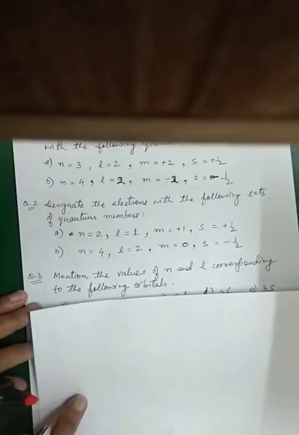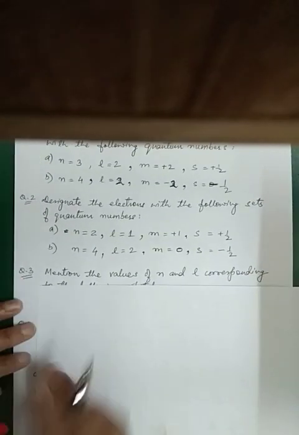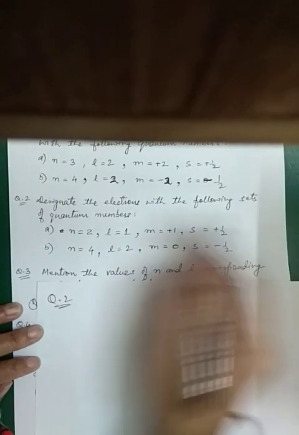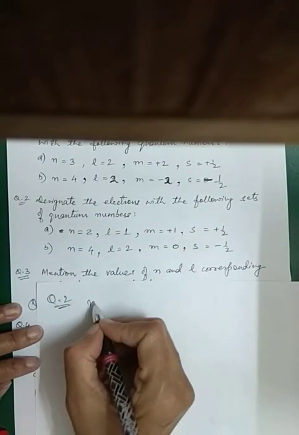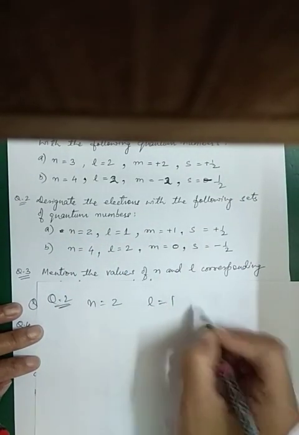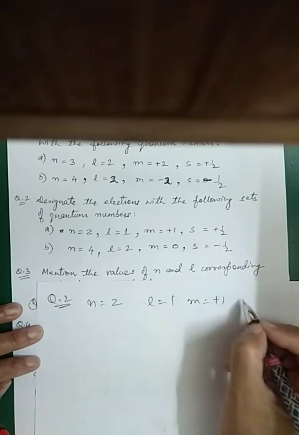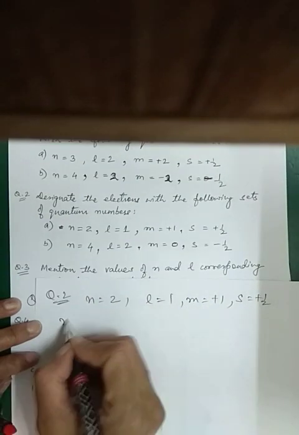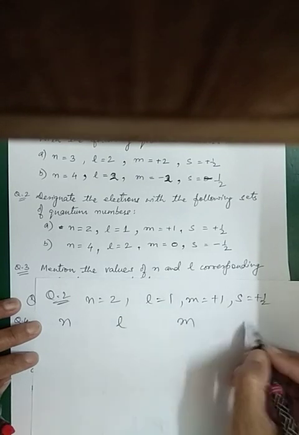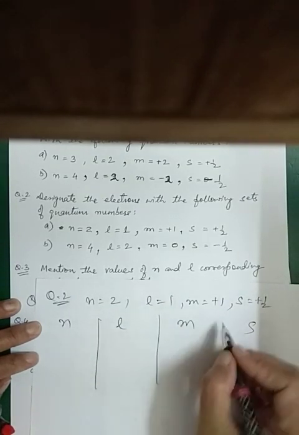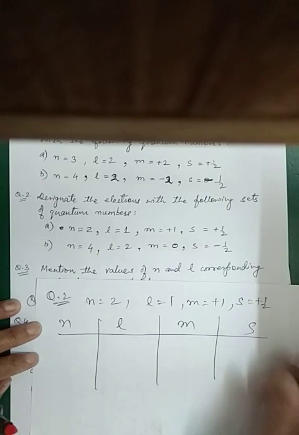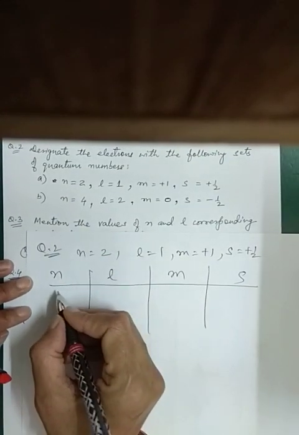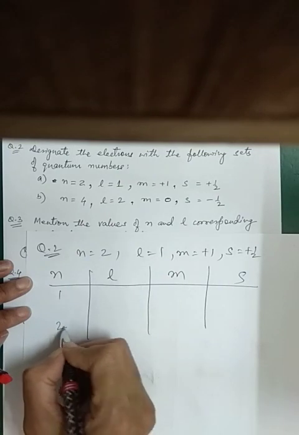Question number 2. Designate the electrons with the following set of quantum numbers. Same way. N is equal to 2, L is equal to 1, M is equal to plus 1, and S is equal to plus half. So N, L, M, and S. N can be 1, 2. We are talking about 2 here.